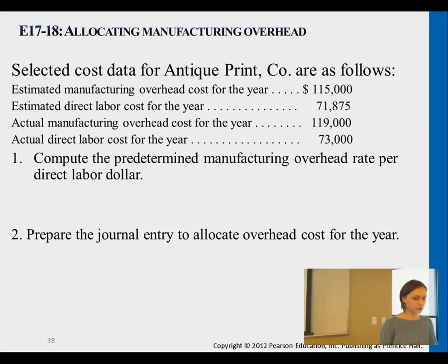So what are you going to do? You're going to work with estimated numbers, right? It's a predetermined manufacturing overhead rate. And because it's per direct labor dollar, it should tell you that you're going to be dividing something by direct labor cost. Okay? So try this.